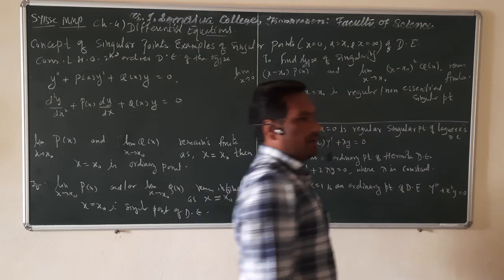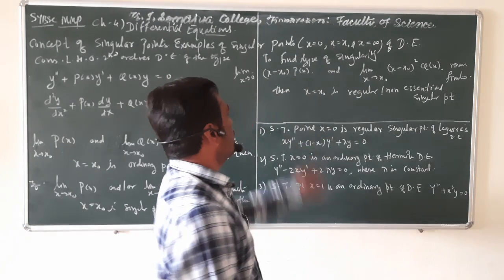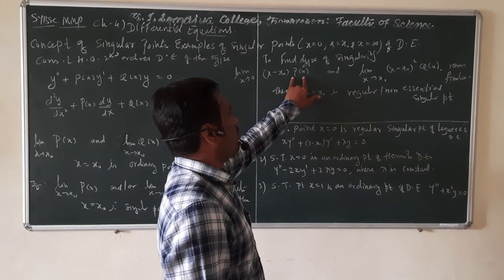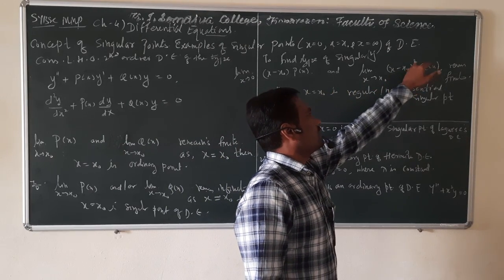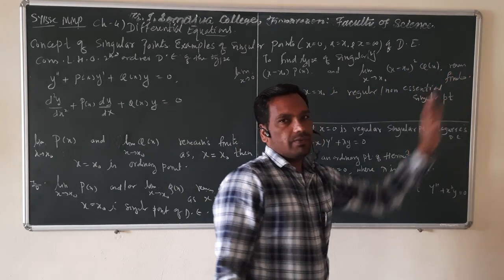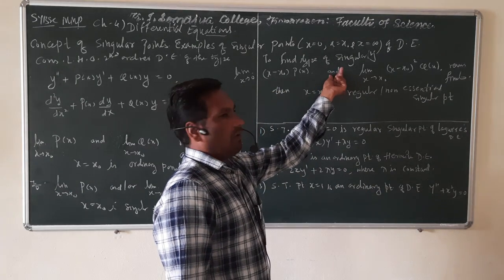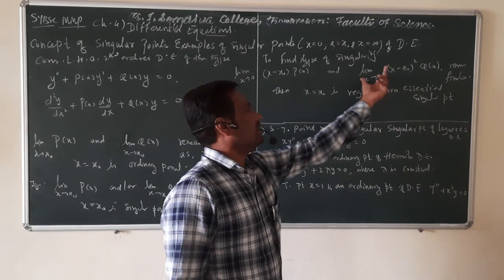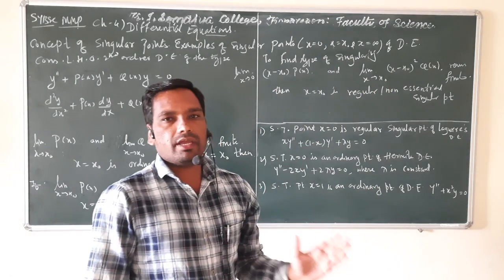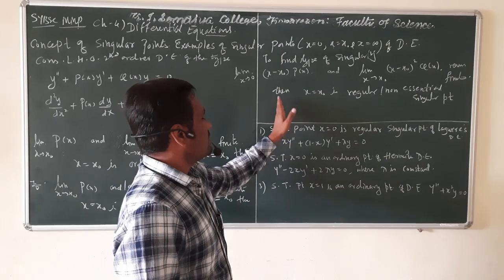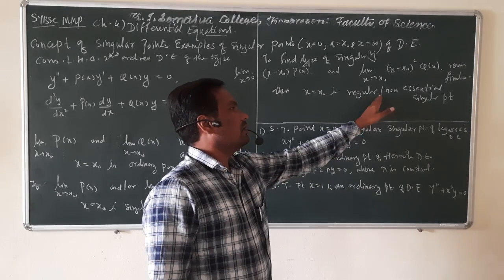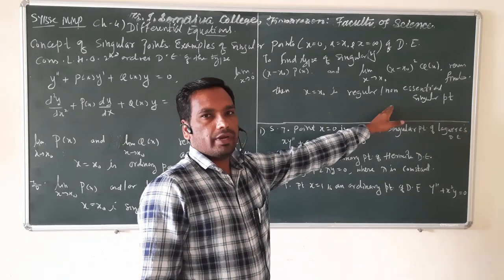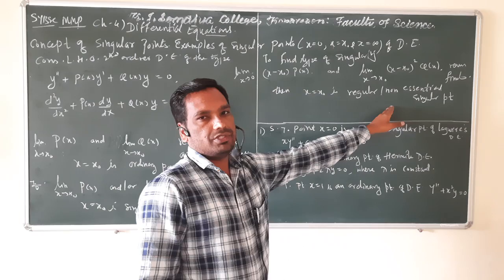of the given differential equation. If limit of (x minus x0) p of x and limit as x tends to x0 of (x minus x0) square q of x remain finite. Here we have 'and', which means this and this both have to remain finite. In that case, x is equal to x0 is a regular or non-essential singular point of the given differential equation.